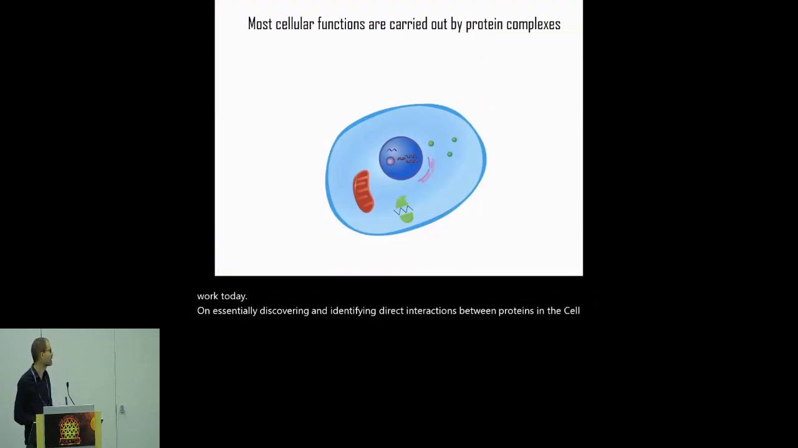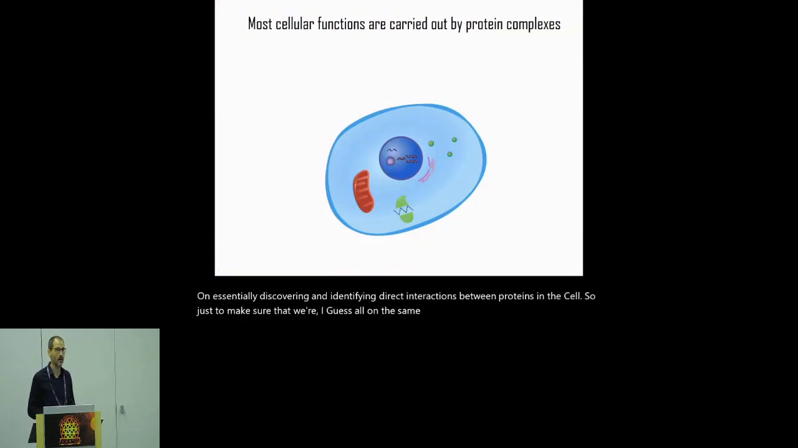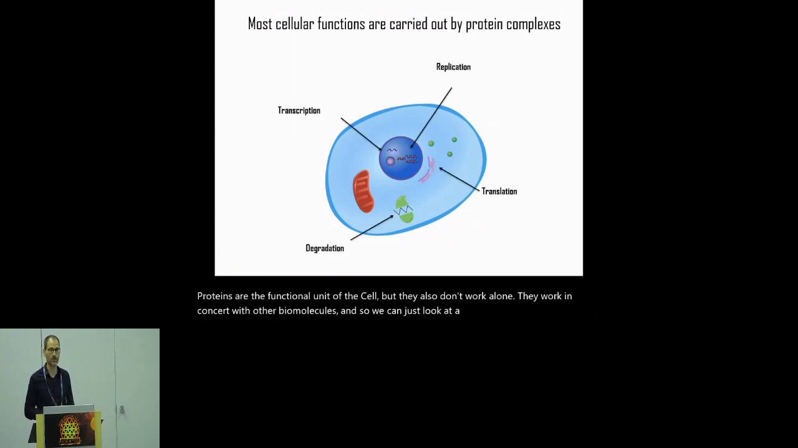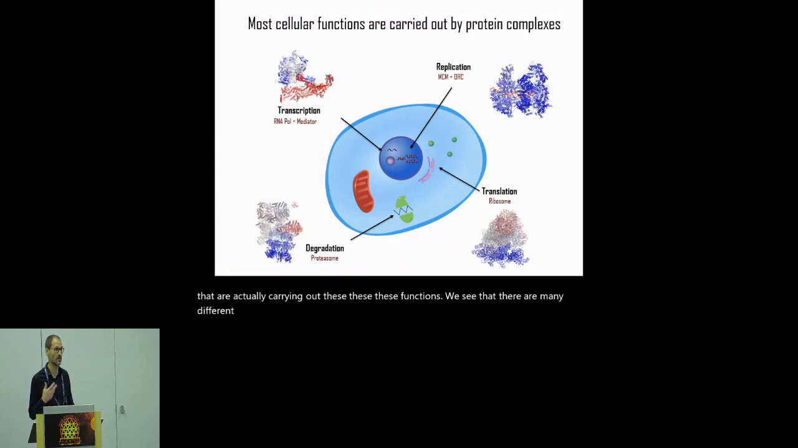Just to make sure that we're all on the same page, proteins are the functional unit of the cell, but they also don't work alone. They work in concert with other biomolecules. We can look at a handful of essential functions of the cell, like replication, transcription, translation, degradation, and look at the proteins that are actually carrying out these functions. We see that there are many different proteins self-assembling into large macromolecular complexes. So we see RNA polymerase and the mediator complex, we see MCM in the ORC complex, we see the proteasome, we see the ribosome. So many different proteins self-assembling.